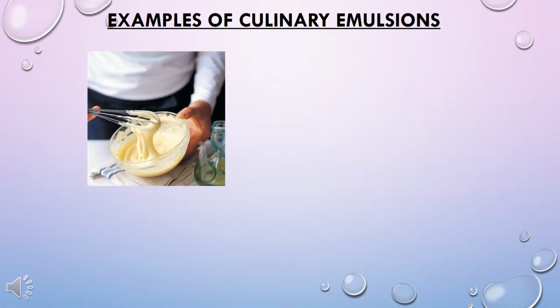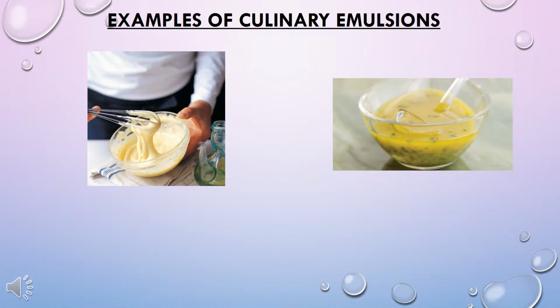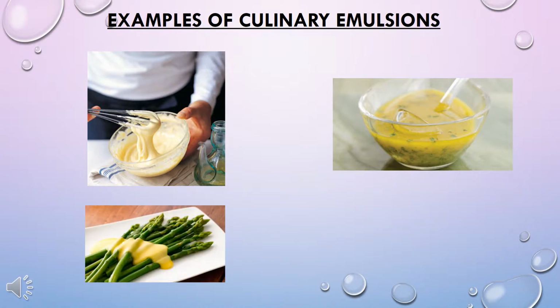There are many examples of emulsions in culinary arts. Some are examples that you may be familiar with. Mayonnaise is an emulsion made from egg and oil. Vinaigrettes are made from an acidic liquid, usually vinegar, and an oil. Hollandaise sauce is a warm emulsion made from egg yolk and butter.